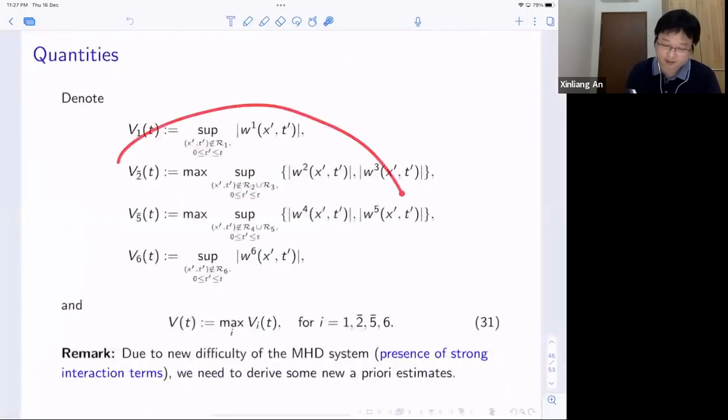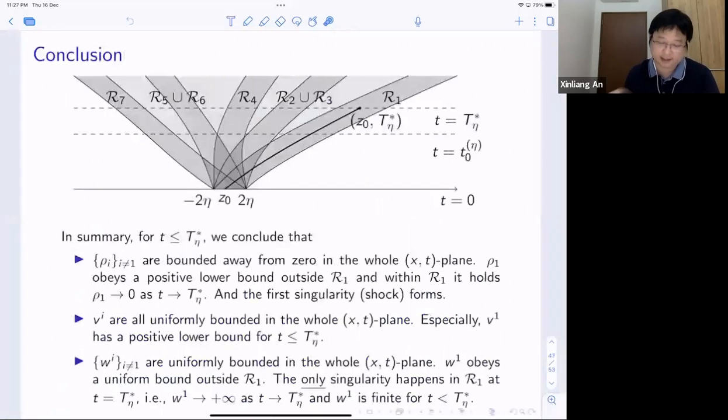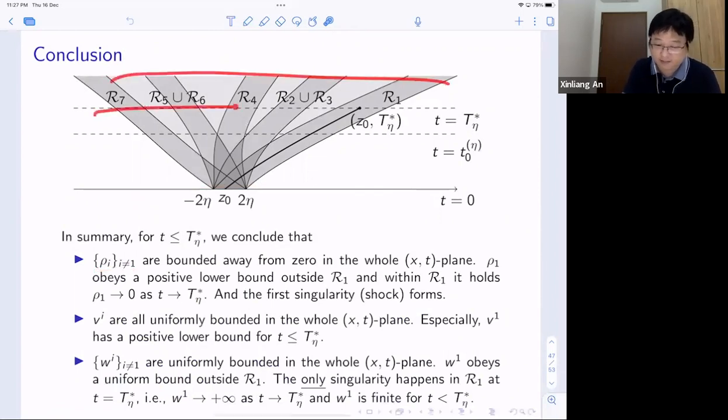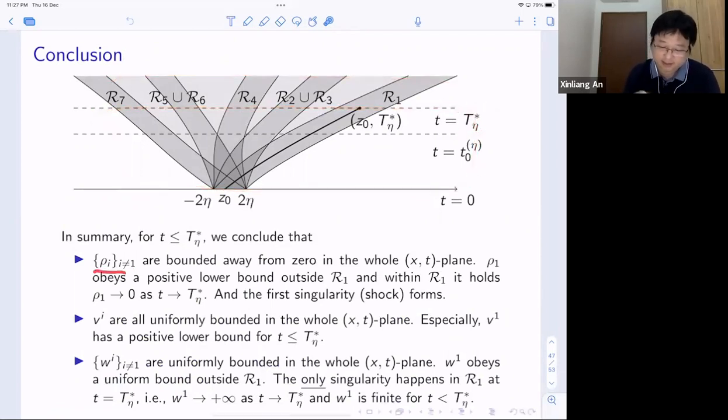For the MHD there will be these quantities, and because of the additional difficulty of the MHD, the bootstrap argument we need to do is slightly different. For the MHD, we have stronger interaction terms, so we need to modify the argument a little bit. So what's the conclusion? The conclusion is, for example for rho_i, where i is not equal to one, in the whole space-time region before T_star, all the other rho_i's are uniformly bounded away from zero, which means they are positive, with a lower bound from below. They are also uniformly bounded from above, which means for all the other rho_i's, there's no shock formation.